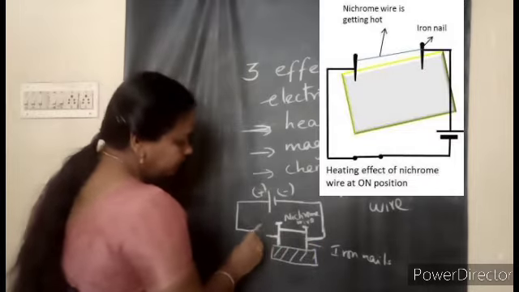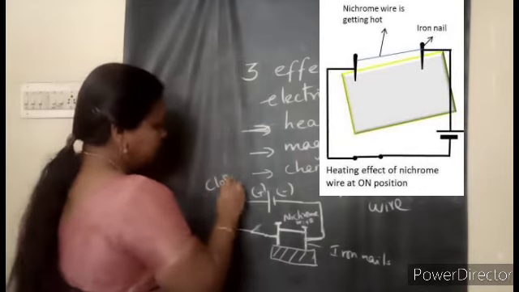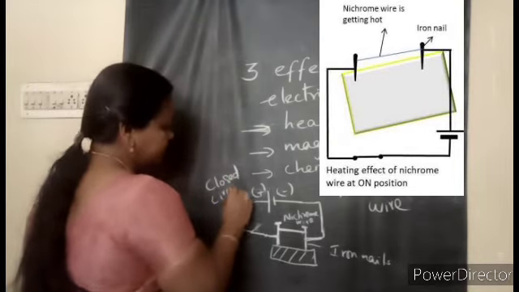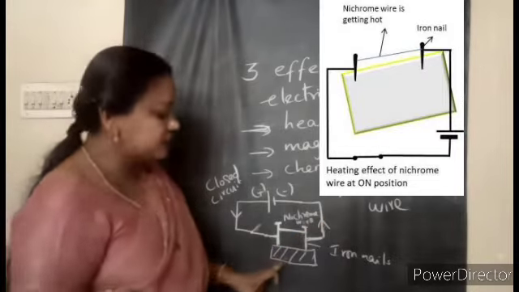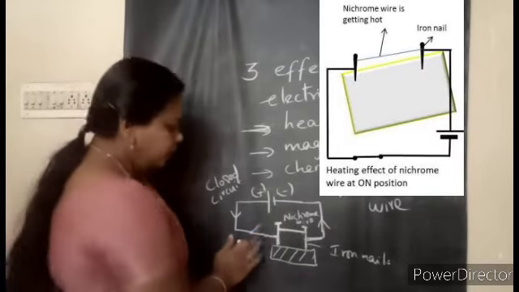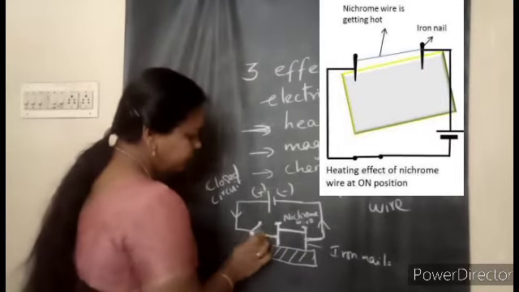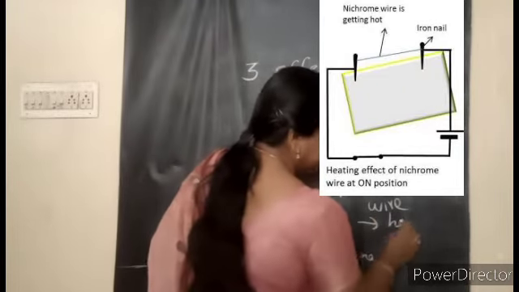Now you will put on the switch. The switch is on now. It's a closed circuit. So when the circuit is closed, the current starts flowing. You leave it for a few minutes and then you put it off. Then when you touch it, you will see that the nichrome wire has become hot.